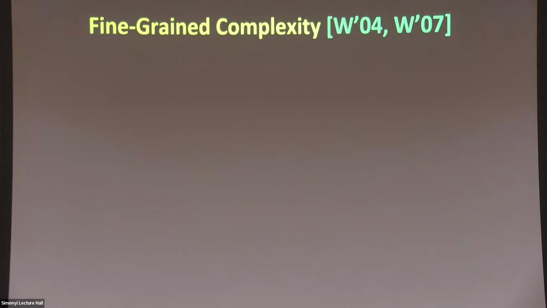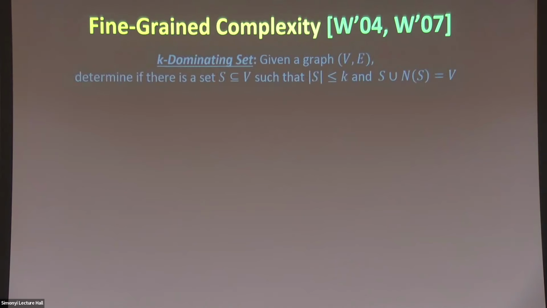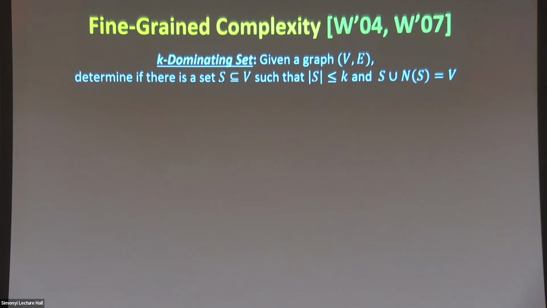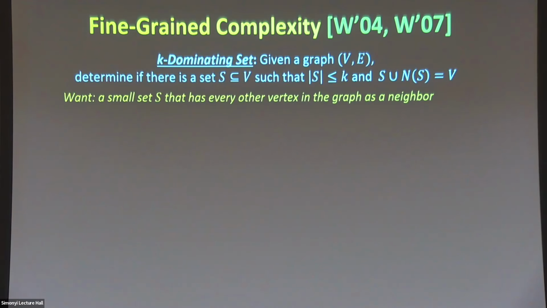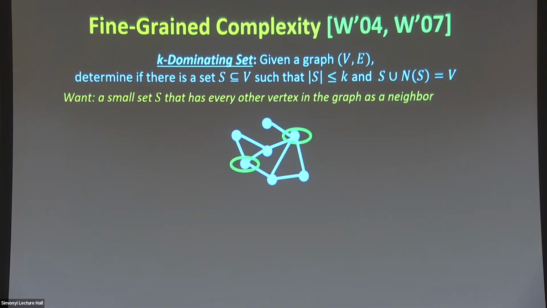So the third problem I want to show you is a graph theoretic one. This is k-dominating set. Think of k as something like 3. I give you a graph. I want to know if there's a set of size at most k, maybe 3 nodes, such that the set union with its neighborhood is the entire vertex set. In other words, I want a small set that has every other vertex in the graph as a neighbor. For example, this is a 2-dominating set.